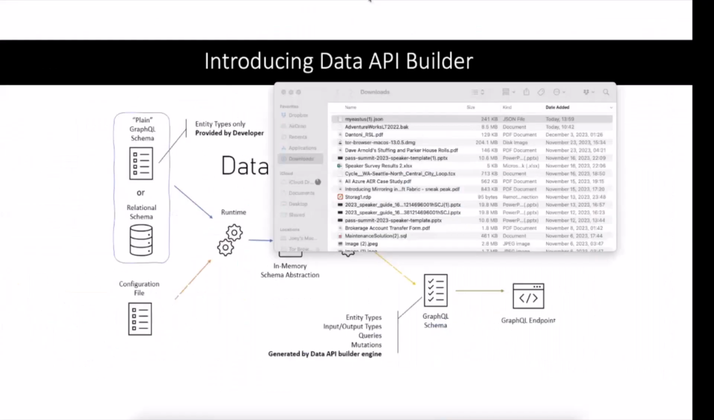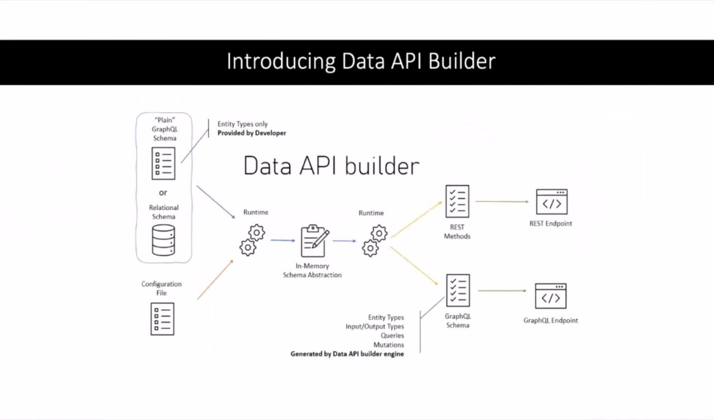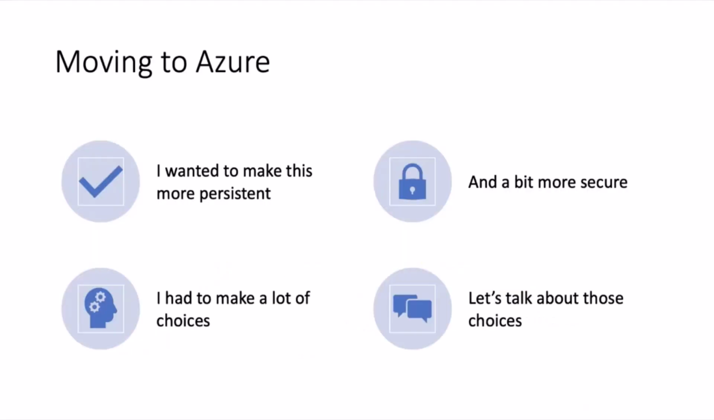Just popping back over to the slide deck to make sure I didn't miss anything. So the cool thing is you can do this, this API builder, you can run it locally, you can run it as a cloud service. You can do just about anything you want. So moving this to Azure, I wanted to make this more persistent. When I started out with this, it was just a PowerShell script that was running locally. So that was why I decided I needed to move it to automation.